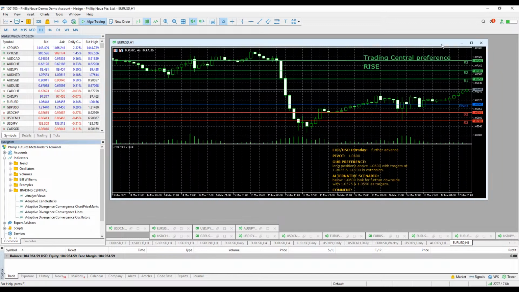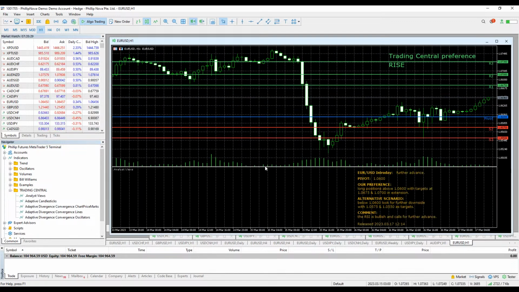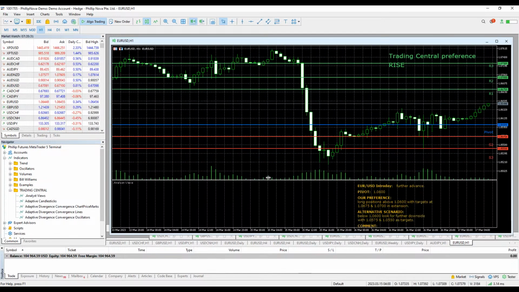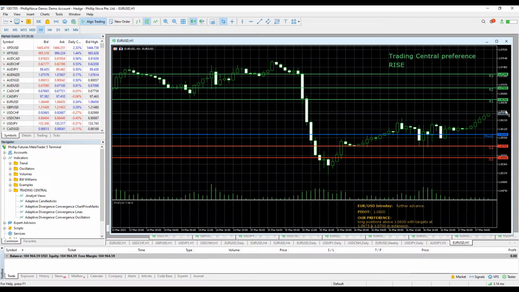So this is the Trading Central Analyst Views on the Euro Dollar 1-hourly chart. Let me go through this chart setup here, the different lines. On the top, you can read that the Trading Central preference is right, so definitely they have a more bullish view on this currency pair in the hourly chart. You would notice three different kinds of lines. The first is the pivot level in blue, the red line is the support line, and the green line is the resistance line.